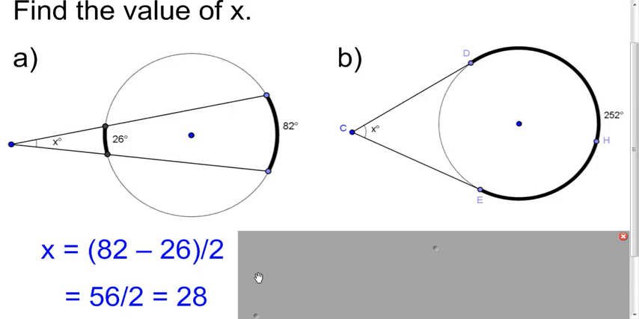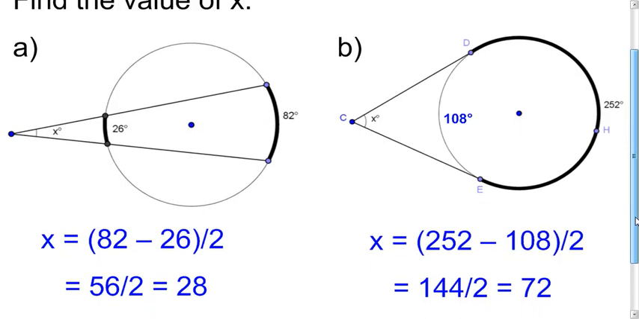Now in B, they only give us one arc measurement. However, these are two tangent segments. And if this is 252, we know there's 360 degrees in the whole circle, then this is 108, right? 360 minus 252 is 108. And so we apply the same process and we get 72.